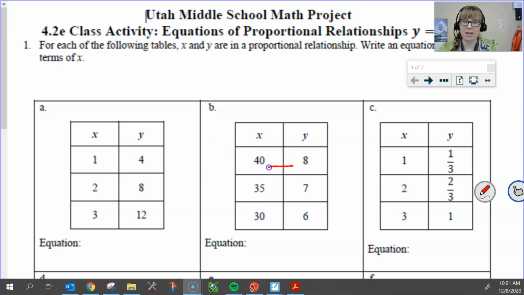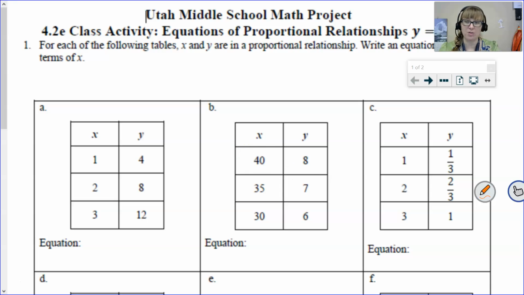How does a 40 become an 8? And we don't know off the top of our head. We don't know without doing some extra work because I don't know how a 40 changes to an 8 with multiplication. And so whenever we don't know, we always work backwards. And since I don't know how to go forwards, I'm going to go backwards by dividing, and that's 8 divided by 40. Type that into your calculator.